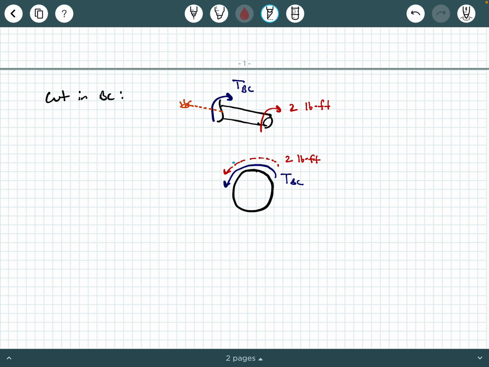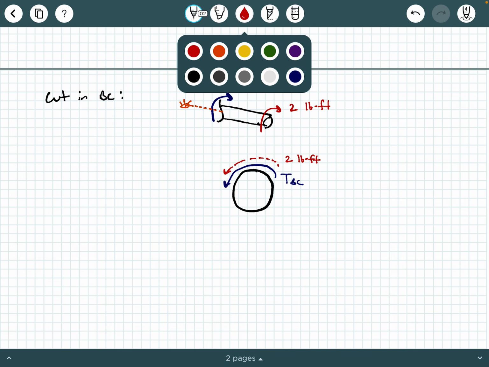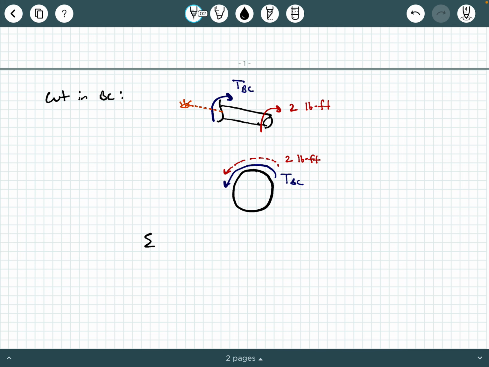So I drew it kind of like a hidden line, this dashed line, to indicate that it's really behind TBC. And then I'm going to write my torque equilibrium equation. Sum of the torques equals 0. Counterclockwise is positive, referring to this viewpoint here. And I'm going to say TBC plus 2 pound-feet equals 0. Of course, TBC becomes negative 2 pound-feet.